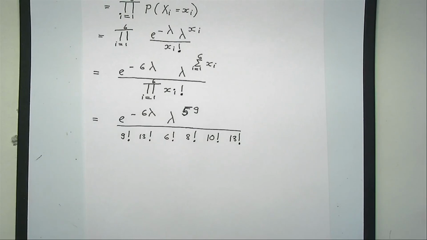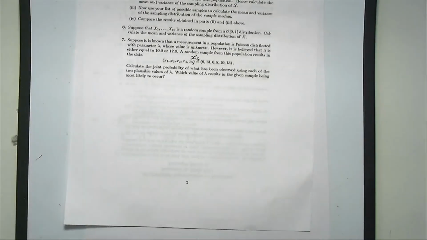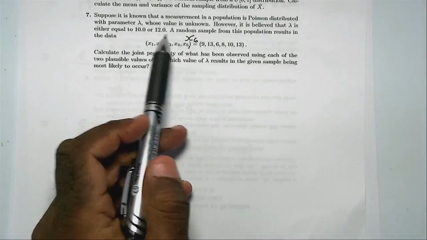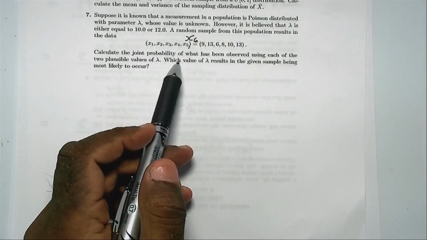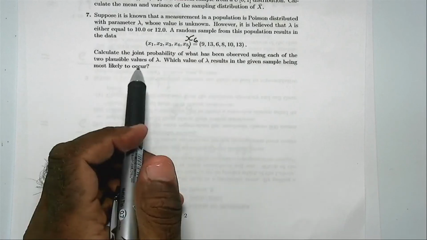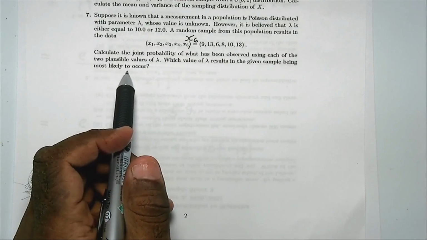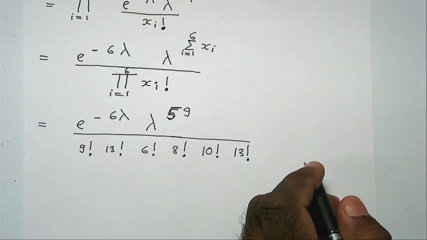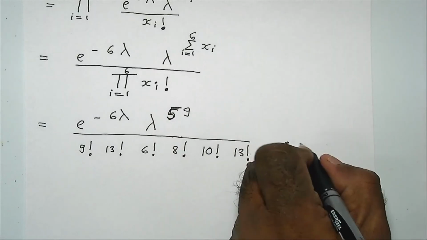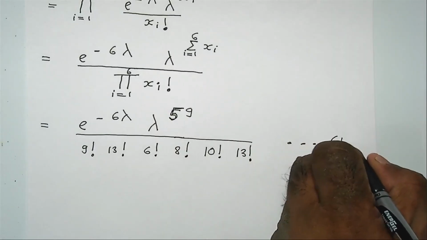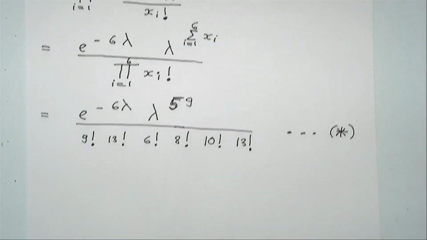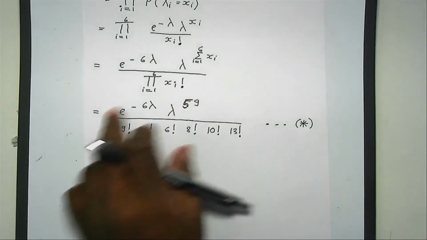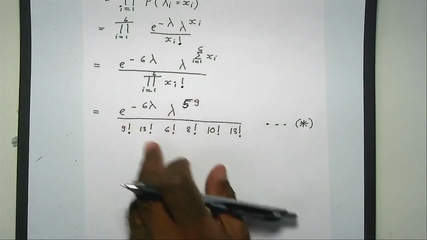Now the question is saying that the possible values for lambda can be either 10 or 12, and it's asking which of these values for lambda will make the sample more likely. Let me call this star, just for the sake of notation. As you can see, the only thing that is unknown here is lambda.